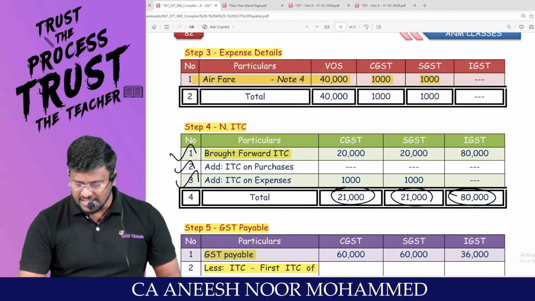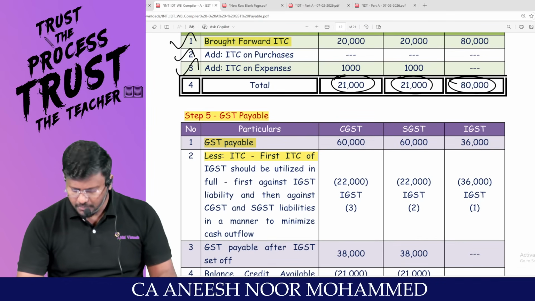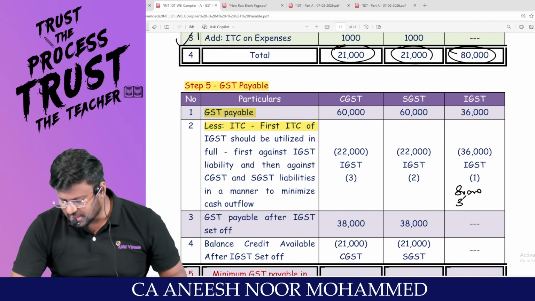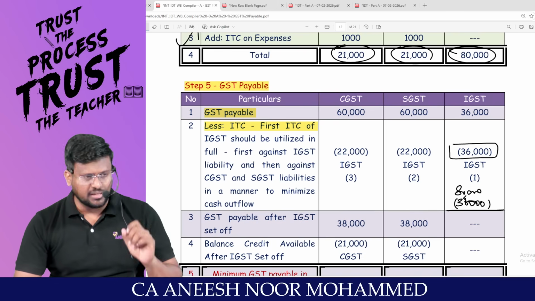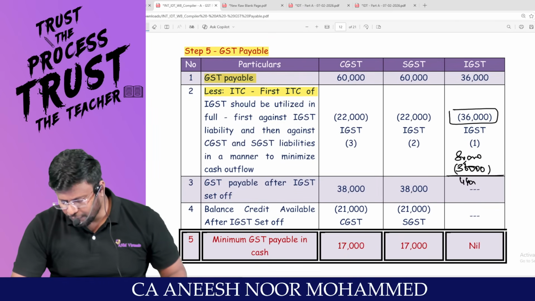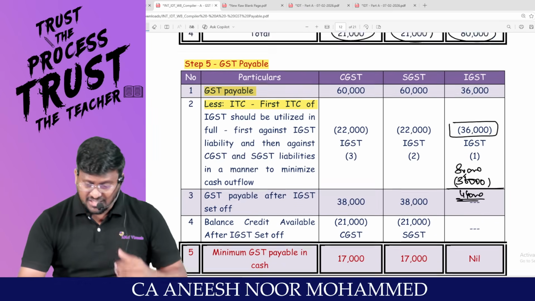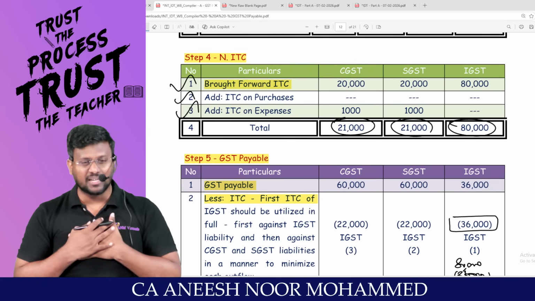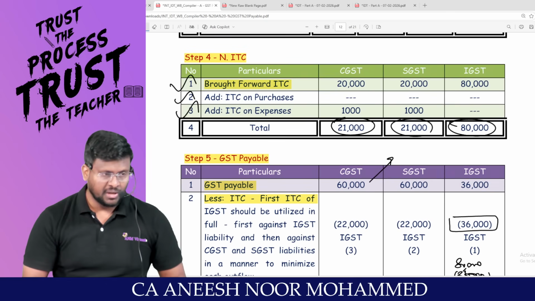Sir, are you having IGST liability? Yes. So 80,000 rupees. Are you having IGST payable? So out of this 80,000, I will be utilizing 36,000 to knock off the IGST payable. That's what 36,000 IGST payable. So 80,000 minus 36,000 comes to still 44,000 is there. I can utilize in any manner, any proportion. But still I will be checking that I don't want to pay to the central government. Let me pay to my state government. Am I right, sir? So my dear lovable students, what is the amount payable to central government? 60,000.